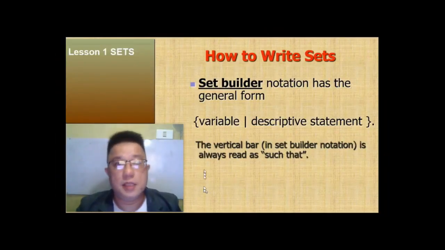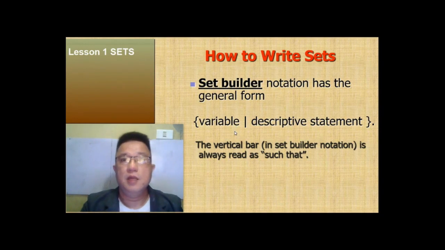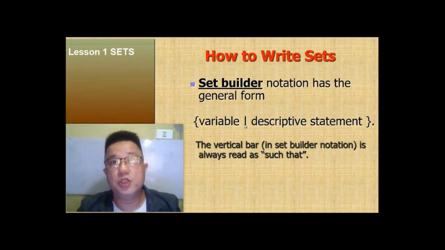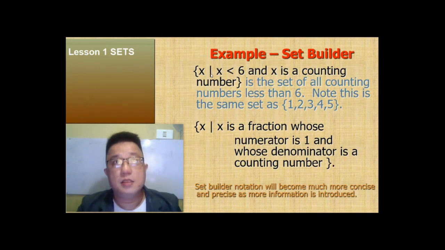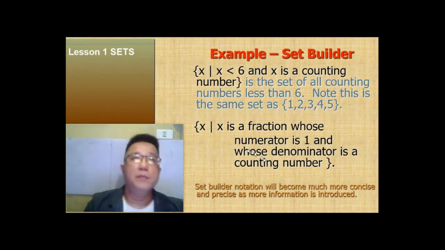The second way to write sets is using the set builder notation. Here you do not list the elements, we use a description. This is read as "variable such that," this vertical bar, and then the description. Let's have an example. The variable x such that x is less than 6 and x is a counting number. So the variable x should be a counting number less than 6. Those are 1, 2, 3, 4, and 5.